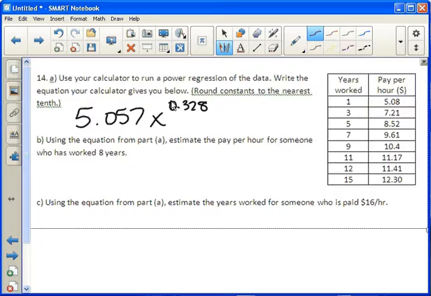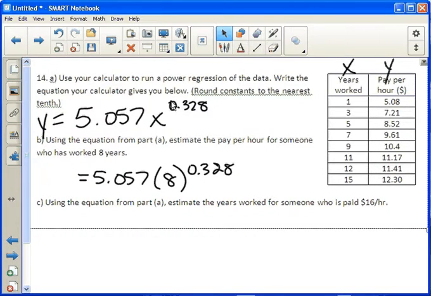Okay, so B, using the equation from part A, estimate the pay per hour for someone who's worked for 8 years. Okay, if you look over here, X always comes first. So X is the years worked, Y is the pay per hour. And this would be a Y equals function. So pay per hour for someone who's worked 8 years. So years worked is your X value, so I can plug in 5.057 times 8 raised to the 0.328.